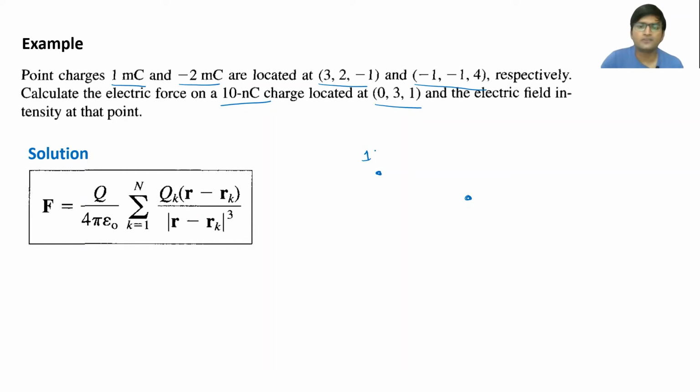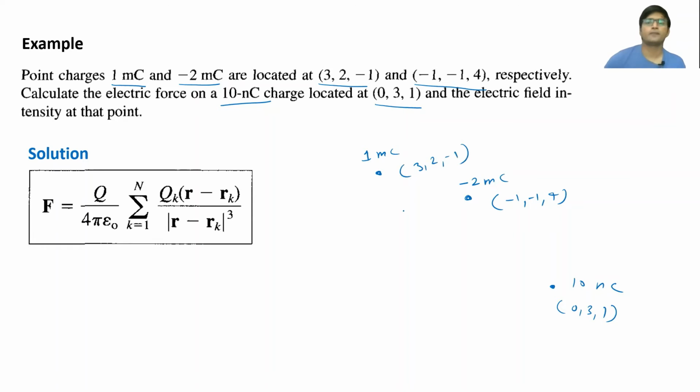There is one charge which is given by 1 millicoulomb. There is another charge which is given by minus 2 millicoulomb. And there is another charge which is given by 10 nanocoulomb. The points are given as 0, 3, 1. This point is -1, -1, 4. And this point is 3, 2, -1. So we have to calculate the force on this particular point. Let me call it point P. And we have to calculate force and also electric field at this particular point P because of these two charges, right?